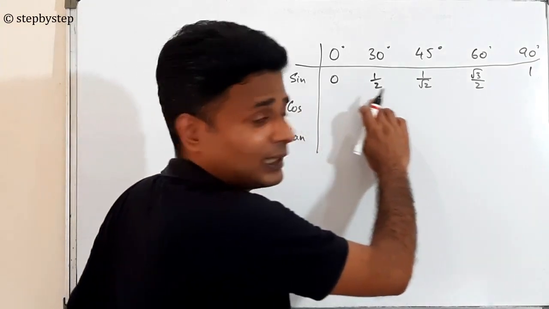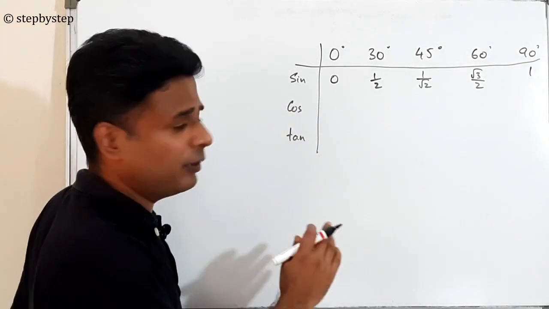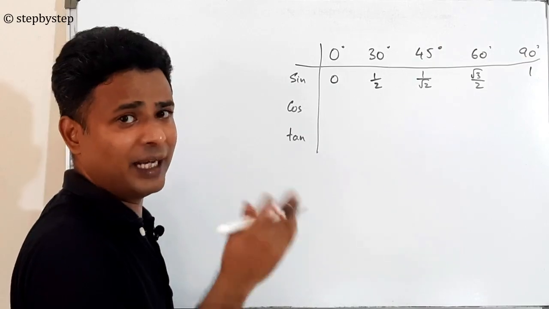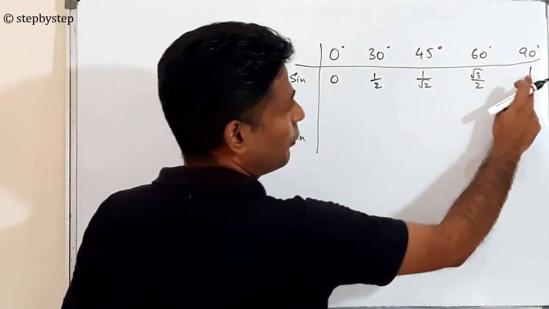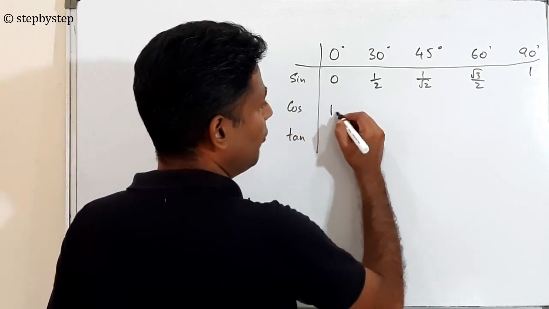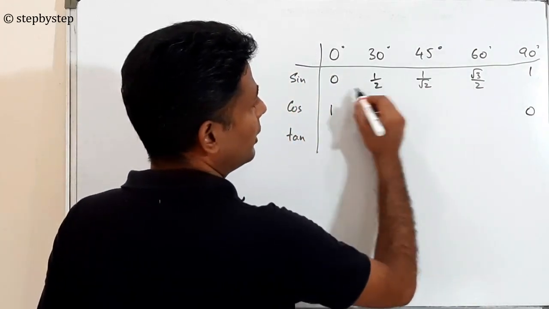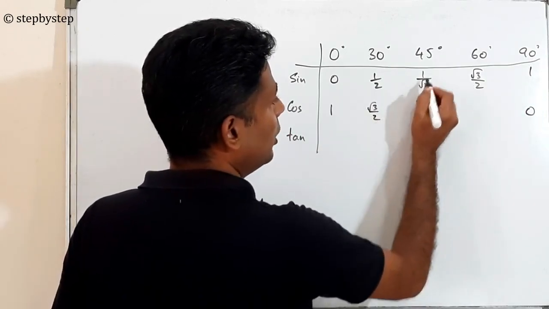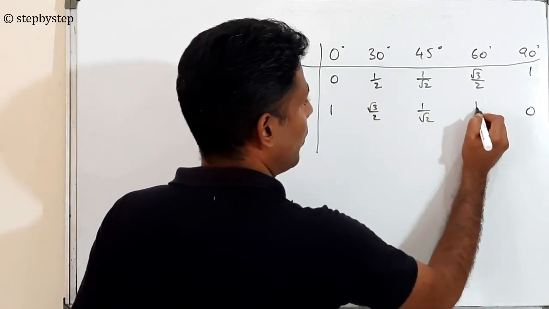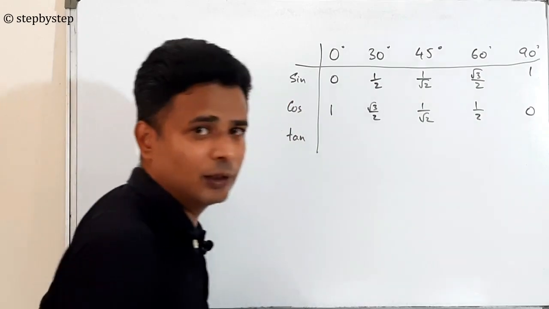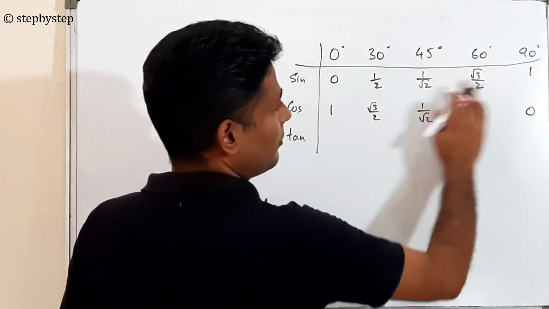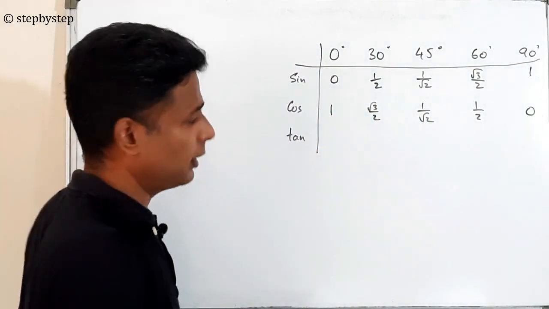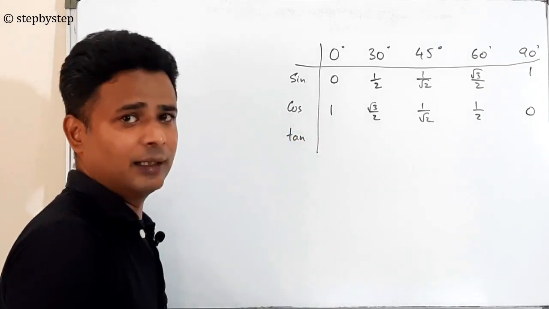Now we know for sine. What will be for cos? It is the exact opposite order of sine. So while sine goes from 0 to 1, here it will be from 1 to 0. So we'll come backwards: 1, then root 3 by 2, then 1 by root 2, then 1 by 2 and then finally 0. So you don't have to bother remembering all this. All you have to know is the order for sine, and automatically you can write for cos and tan.